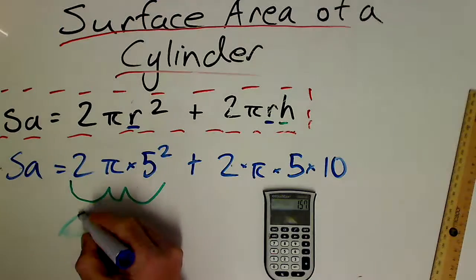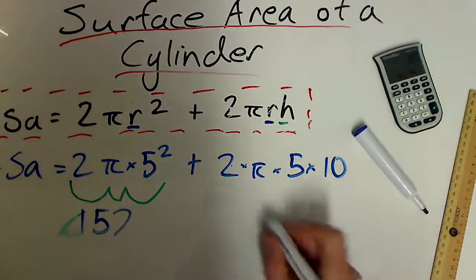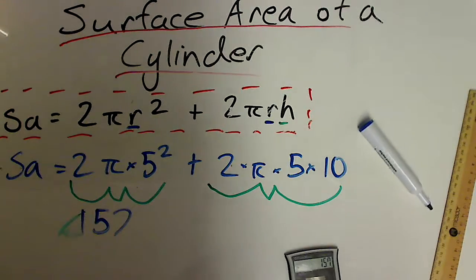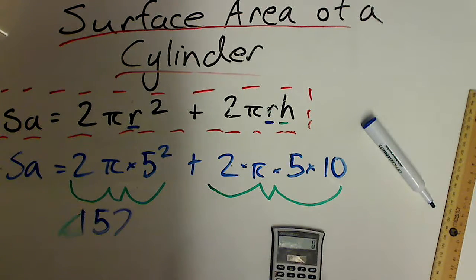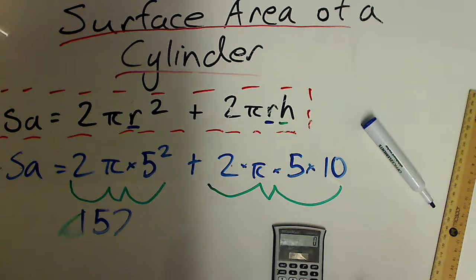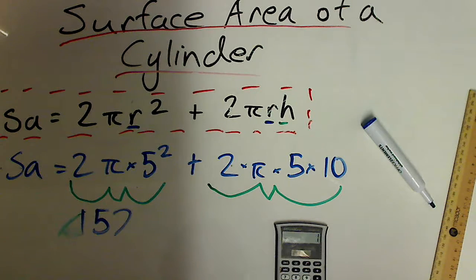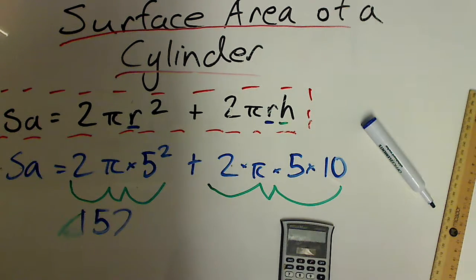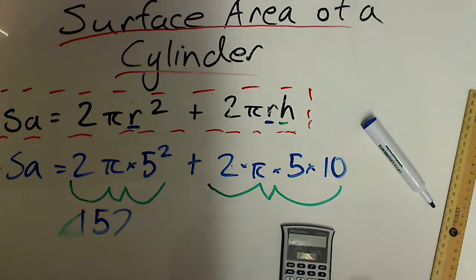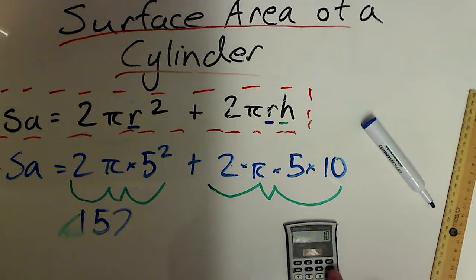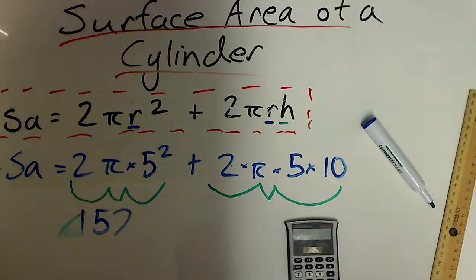I did that in blue. 157, and then the other part, 2 times 5 times 10 times 3.14. That looks a bit big. It should be in the hundreds. 2 times 5 times 10 is 100, times pi, it should be 314. Let's see if I can get it right on the calculator. Sorry, the small buttons are putting me off. Big fingers. 2 times 5 times 10 times 3.14 is 314. That looks better.